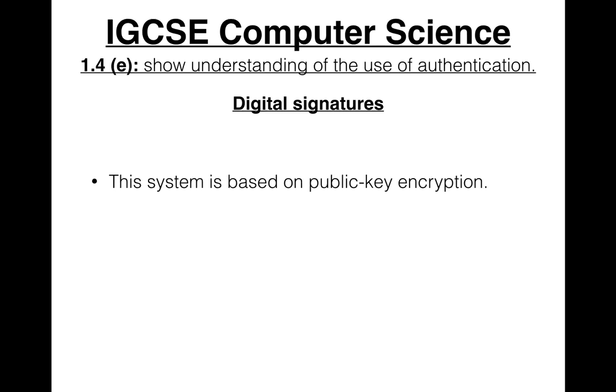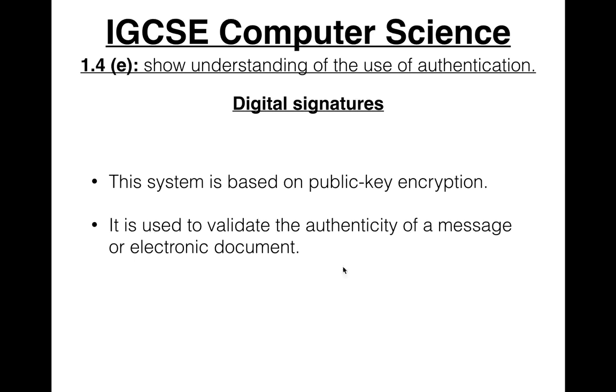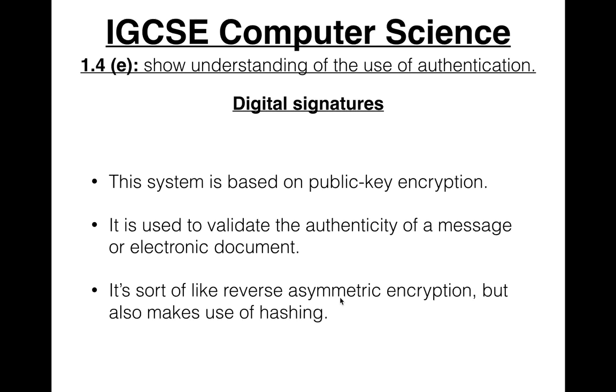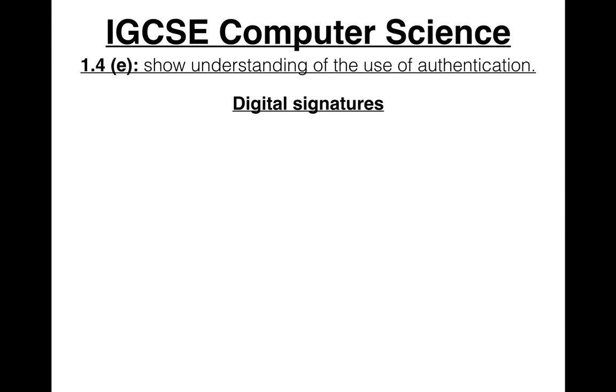So let's look at digital signatures. This system is based on public key encryption, that's asymmetric encryption. It's used to validate the authenticity of a message or electronic document. It's kind of like reverse asymmetric encryption, but also makes use of hashing. Now, you might be thinking, wait, hang on, what? Reverse asymmetric encryption? Well, you'll see.